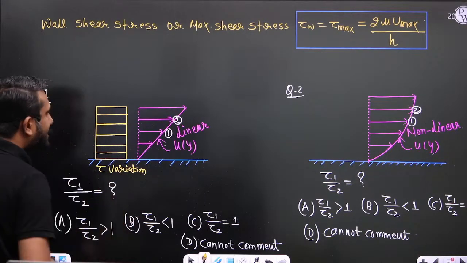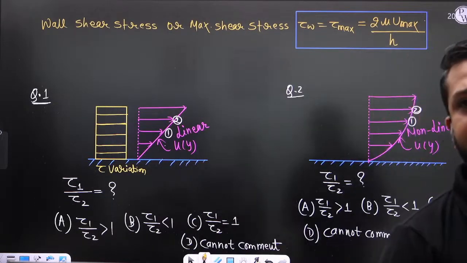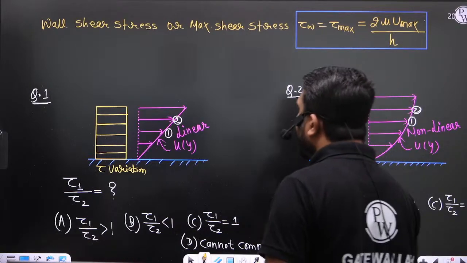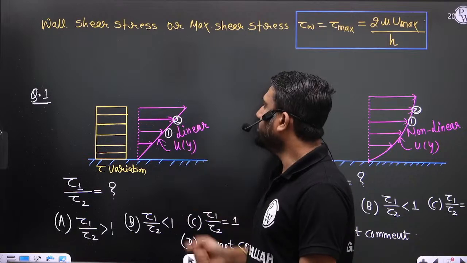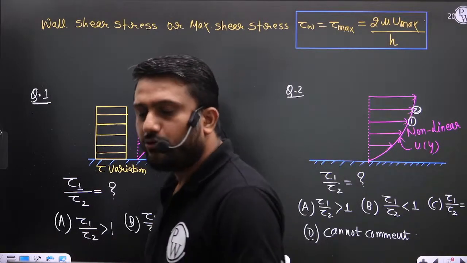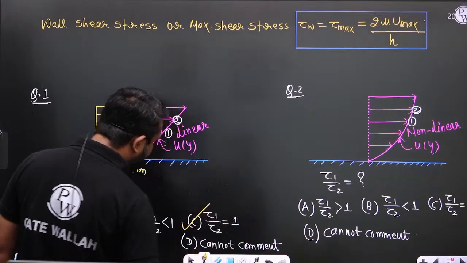So the shear stress experienced by layer number 1 is equal to the shear stress experienced by layer number 2. That is the same, beta. So what is tau 1 by tau 2? Tau 1 by tau 2 is equal to 1.